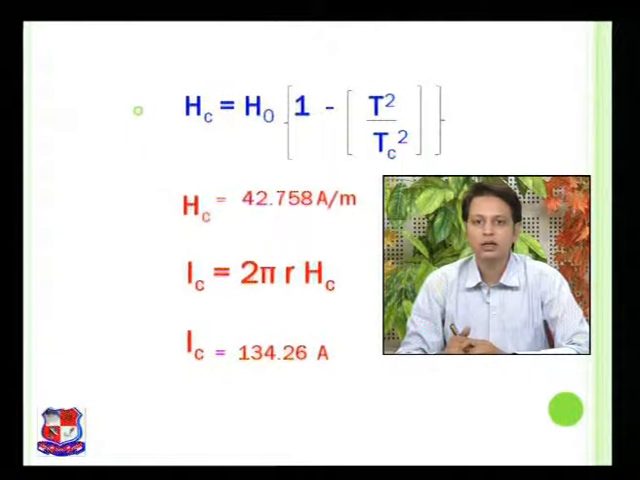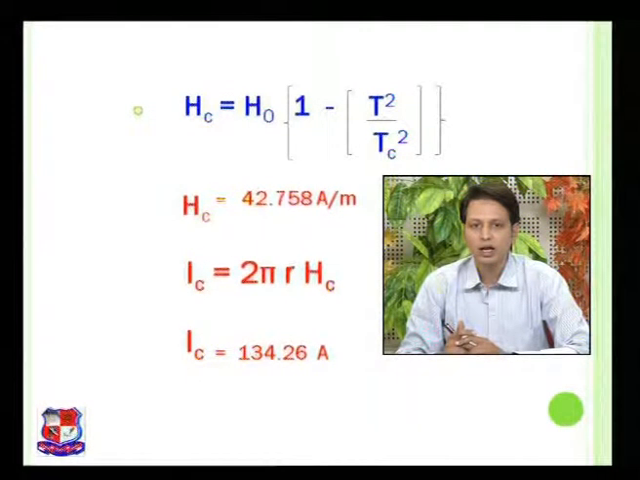Ic is the value of critical current, which is equal to 2 pi R Hc. Let me represent the first equation, which is in blue color. Hc is the critical field at a particular temperature, and H0 is the critical field at 0 Kelvin temperature. If I represent the second equation, Ic is the critical current, R is the radius, and Hc is the critical field.